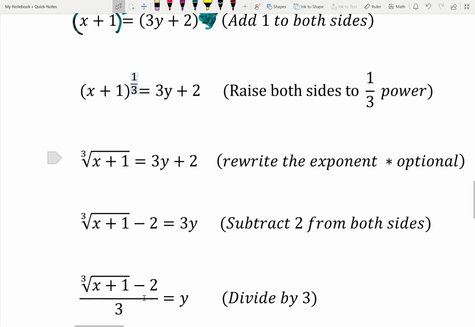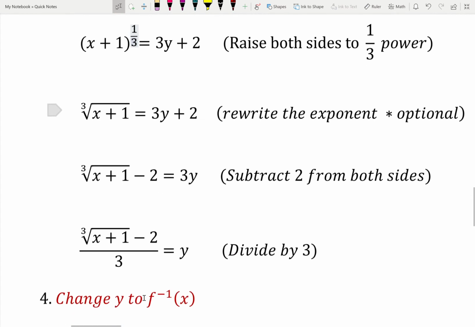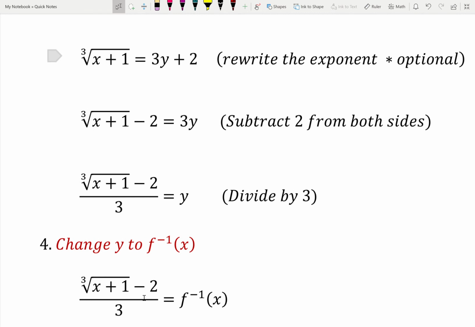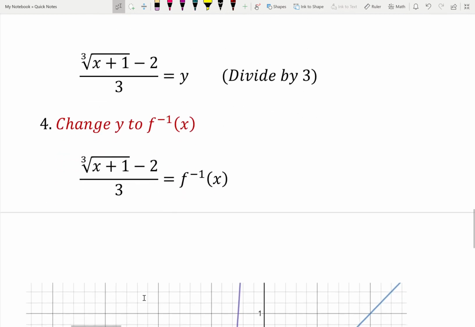And now you finally have y isolated. Remember step 4? Step 4 is changing y to indicate that it's the inverse of our original function f. So all I have to do now is switch y to f inverse of x. And there we go. Let's take a look at its graph.